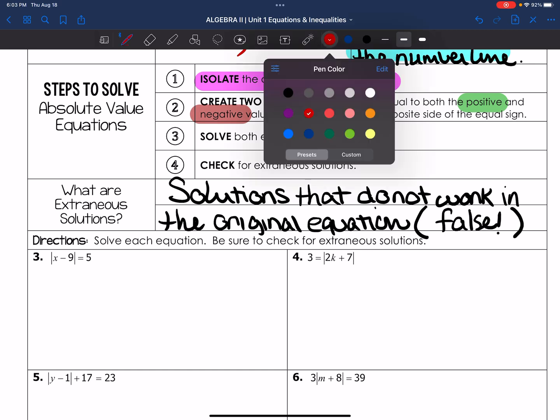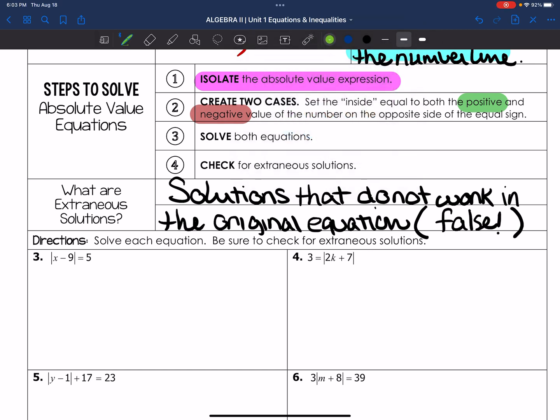We're going to create the case where x minus 9 is in that positive direction, like on the positive side, but then also you need to say that x minus 9 could have been a negative 5. The difference of x and 9 could have been a negative 5, but because we're taking the absolute value, it is going to give us a positive quantity at the end.